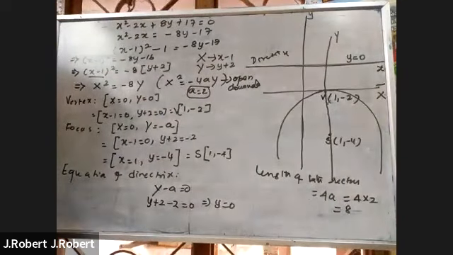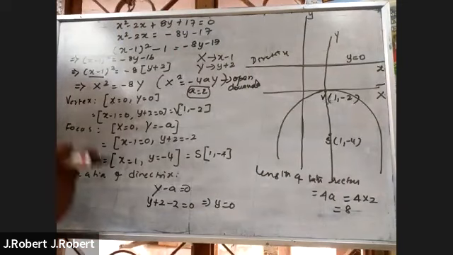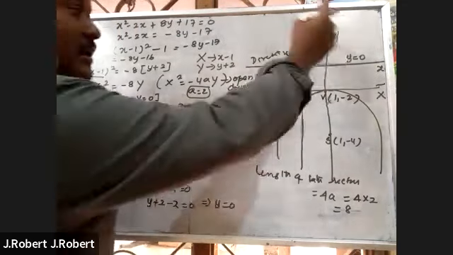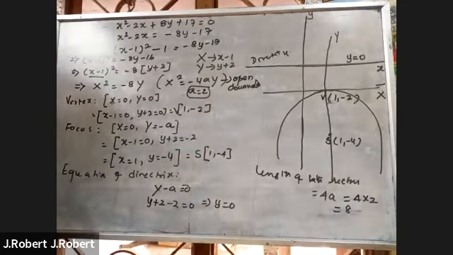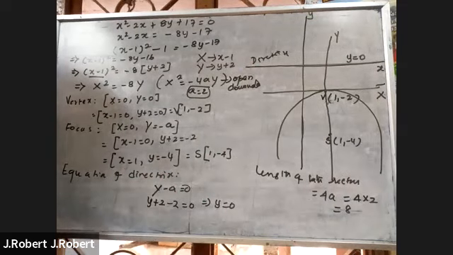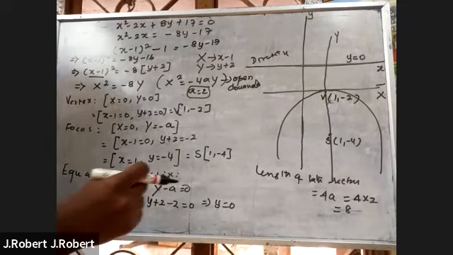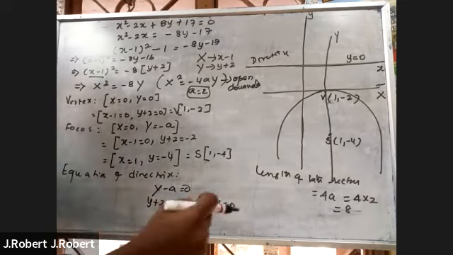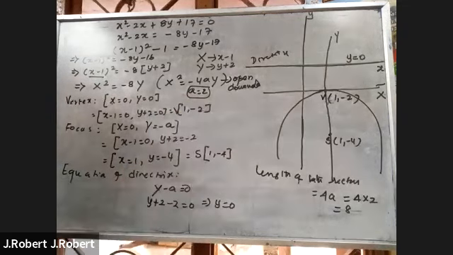Four things have been asked: vertex, focus, latus rectum and also the equation of the directrix. So you have to find all four, and also you have to sketch the diagram. Each carries 1 mark. If you have found only the vertex, you will get 1 mark. If you find all 5 items, including your diagram, you get full marks. The diagram is a must for analytical geometry.